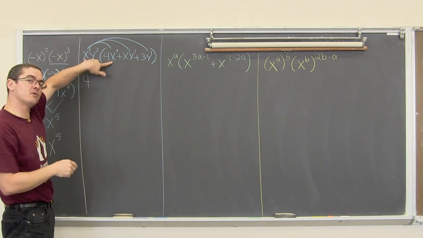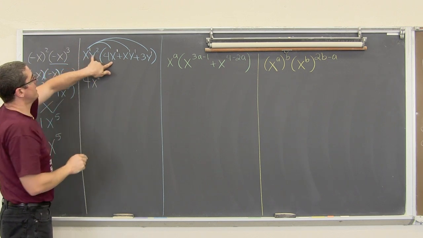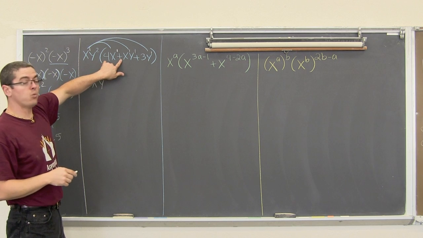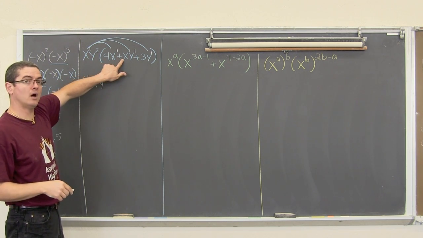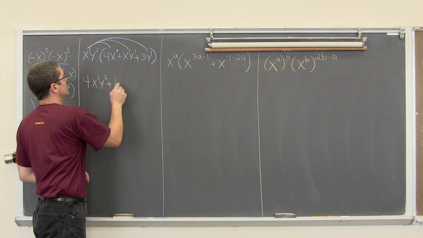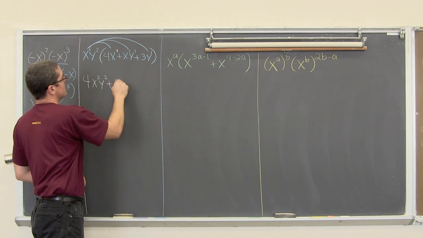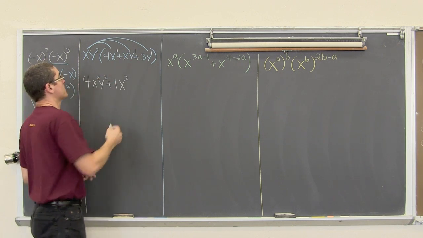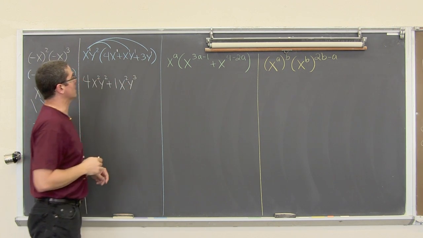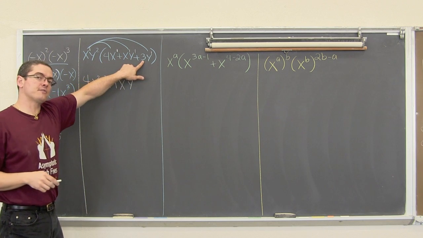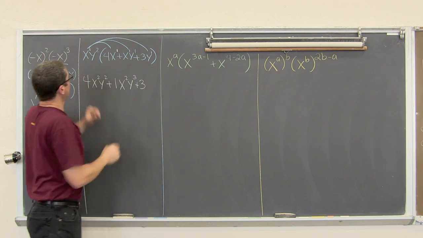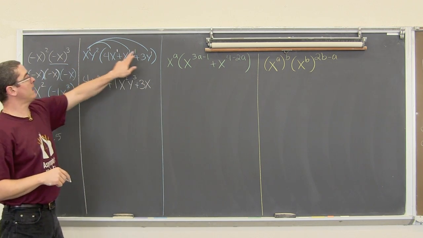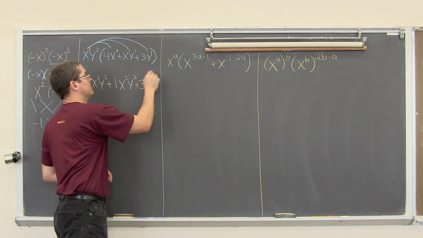X to the first times x to the first is x squared. And then, there's no other y, so y squared. And then 1 times 1, a positive 1 times a positive 1 is positive 1 again. And then x to the first times x to the first is x squared. Y to the second times y to the first, add those exponents, we get y to the third power. And then 1 times positive 3 is plus 3. We have an x, there's no x in this term, so that just comes along for the ride. And y squared times y is y to the third.